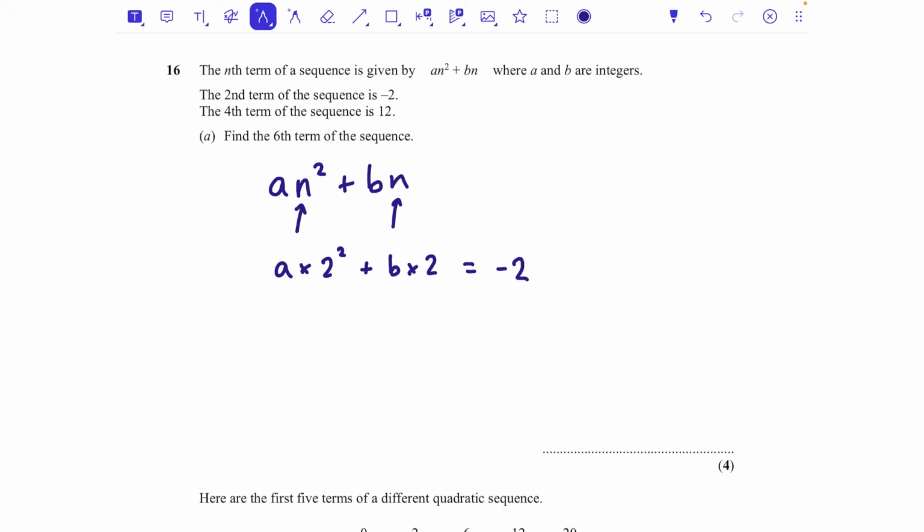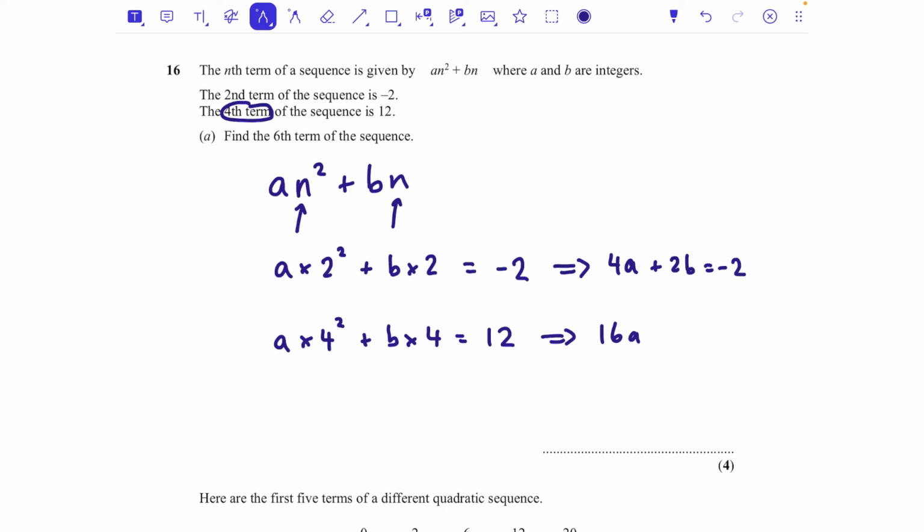Similarly, if I want the fourth term in the sequence, I make n 4. So I know that a times 4 squared add b times 4 needs to equal 12. And I'm just going to sort those things out. So let's just simplify them down. I've got 4a, because 2 squared is 4, add 2b, and that equals -2. And I've got 16a, add 4b, equals 12.